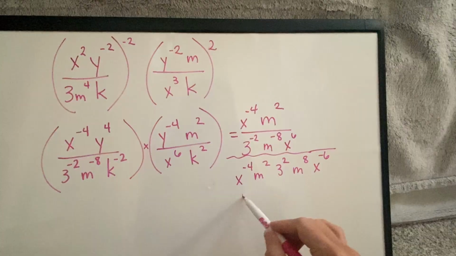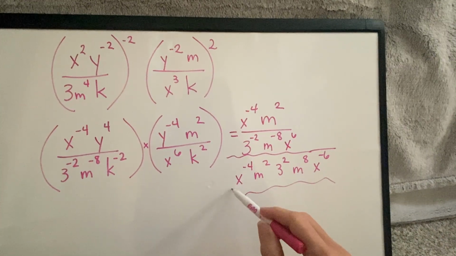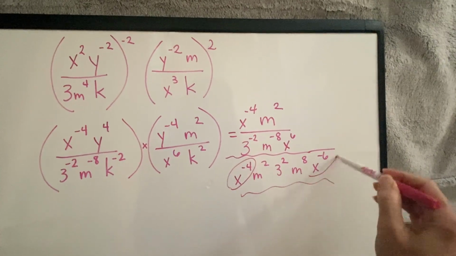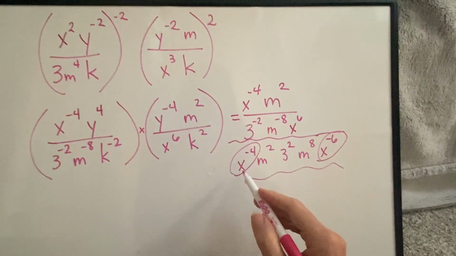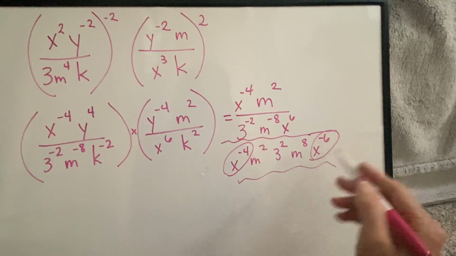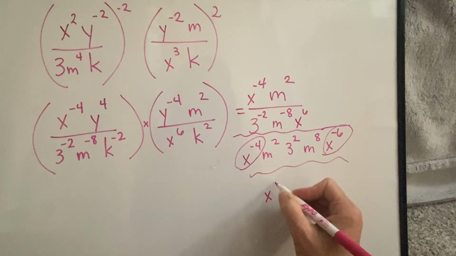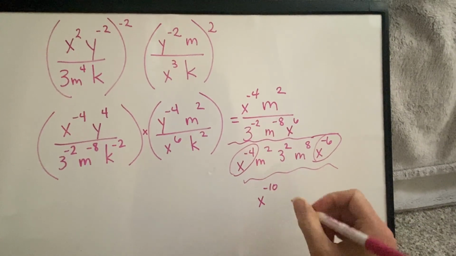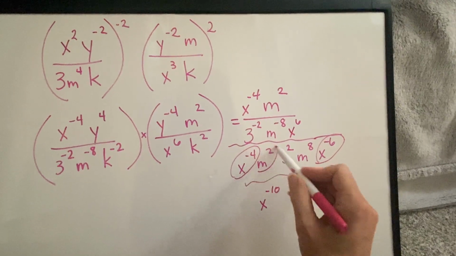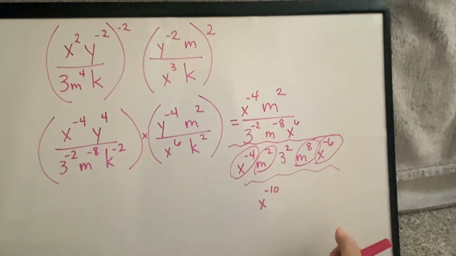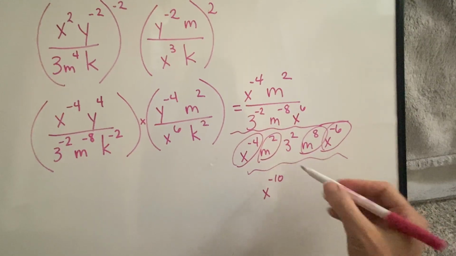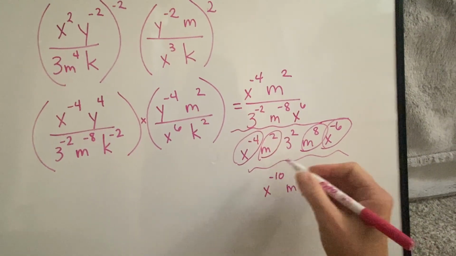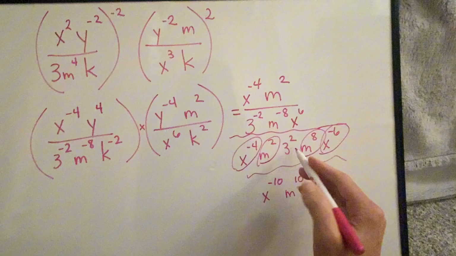Okay, so now you've got these things, but you've got like terms. So you've got an x here and an x here. All right, negative 4 plus negative 6 is negative 10. They're the same sign. You add them together. Here you've got m squared and m to the 8th. Those get added together. They're both positive. And then we've got 3 squared.